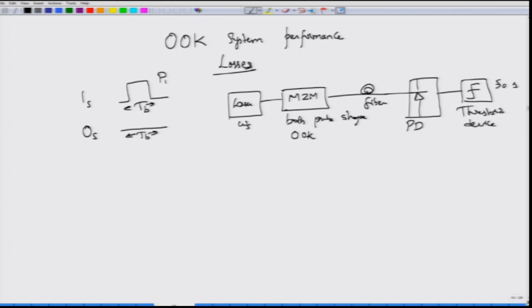If the photocurrent is less than the threshold, then you simply declare it as the bit 0. Okay. What can go wrong here in this circuit? There are two things that are going wrong here.